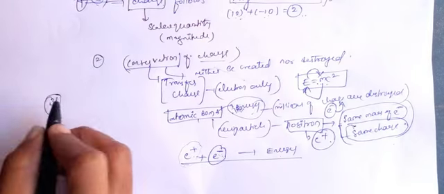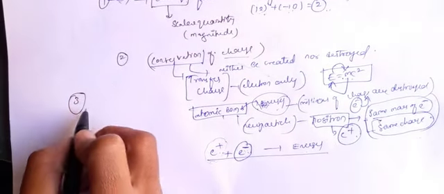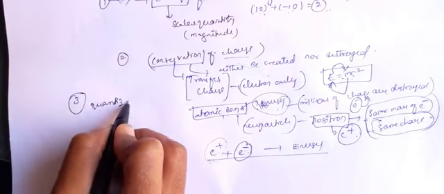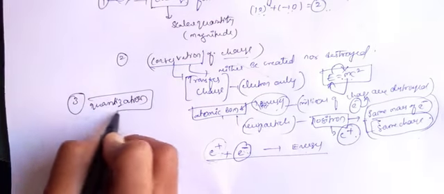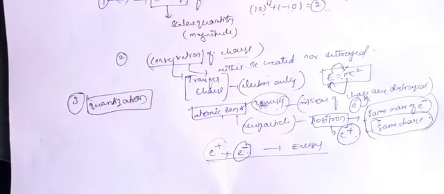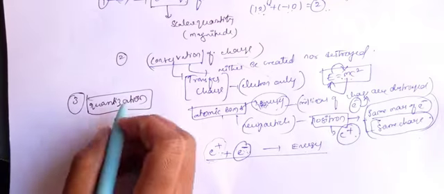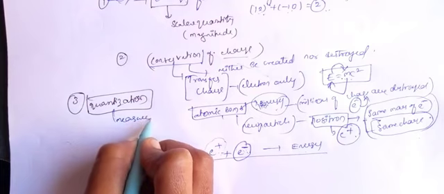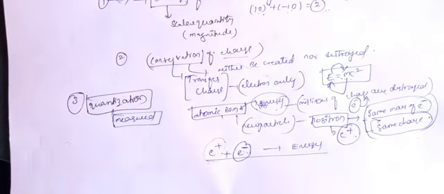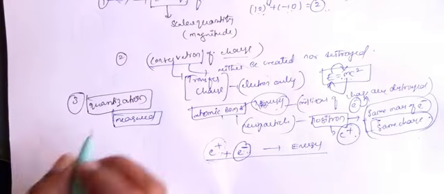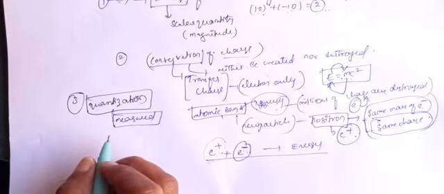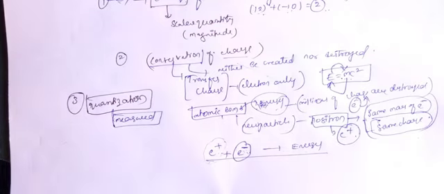And the next, third one, is quantization. Quantization means measurable, a measured one. How much charge, how much quantity, is given by the quantization. In physics, everything is quantized, everything is measured.